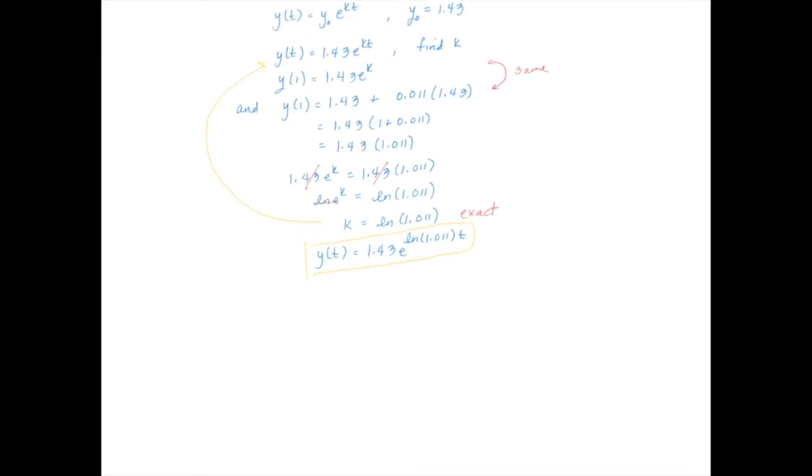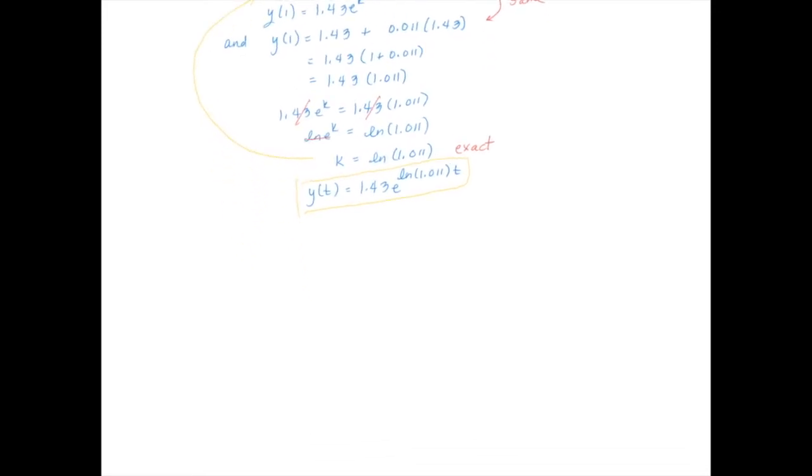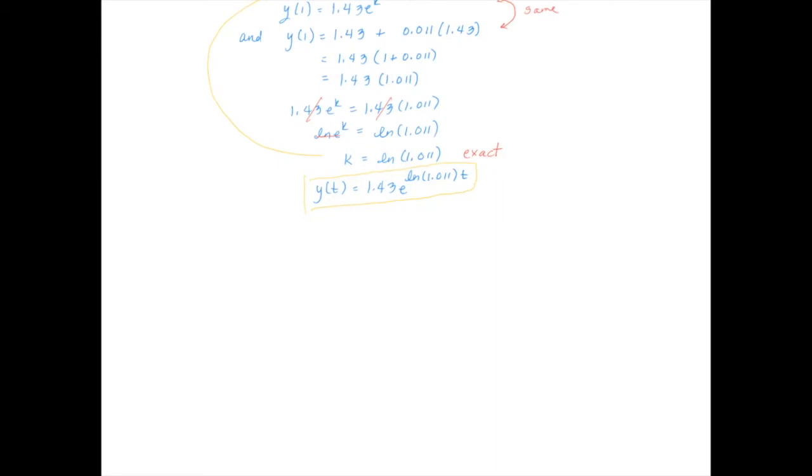So what we want to do is figure out what t value we're going to put into our function. The year we started with was 2016. We want to find the population in 2020, so 4 years. So y of 4 is equal to 1.43 e to the natural log of 1.011 times 4. Now we can put this in the calculator, and we'll get approximately 1.49 million.